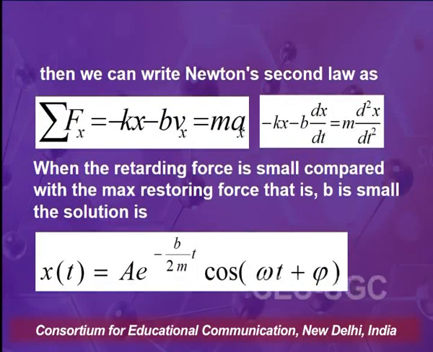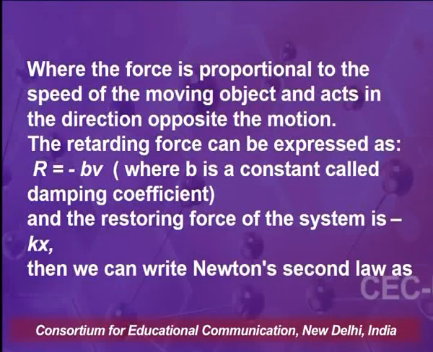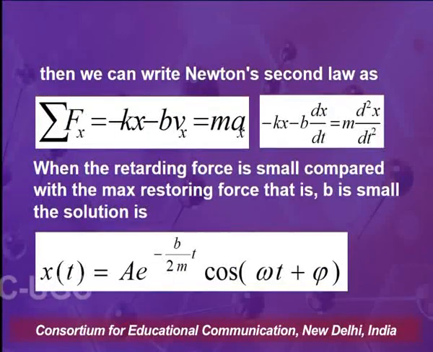We know Newton's second law, F equal to ma. So here summation of Fx equal to minus kx, the restoring force, minus bvx. What is bvx? That is the retarding force. So we are writing Newton's law in terms of that: summation of Fx equal to minus kx minus bvx equal to ma, where a is the acceleration and v is the velocity. If we know the displacement x, we can calculate the velocity as well as the acceleration.